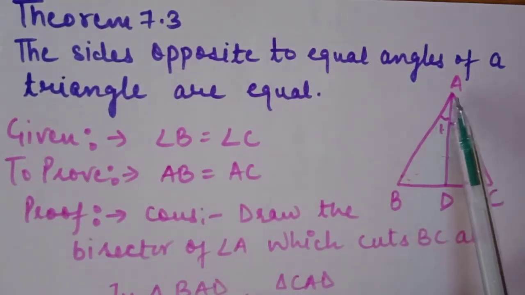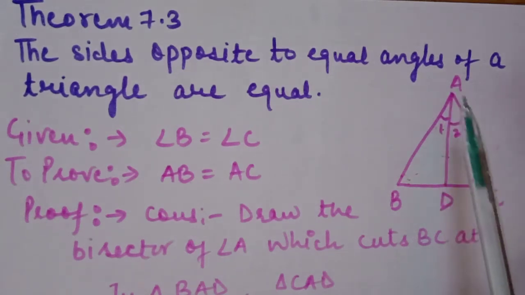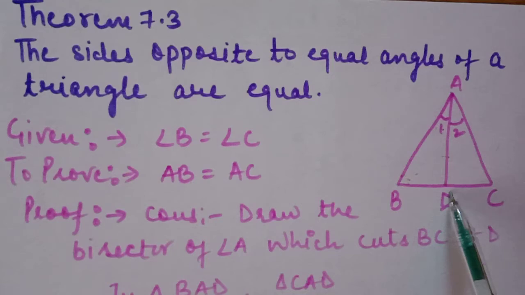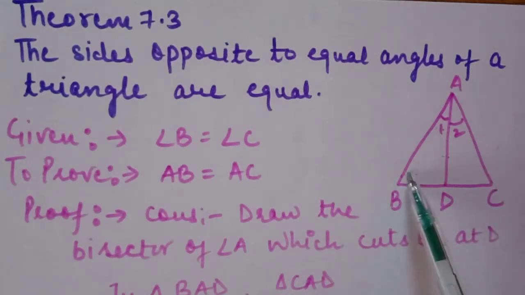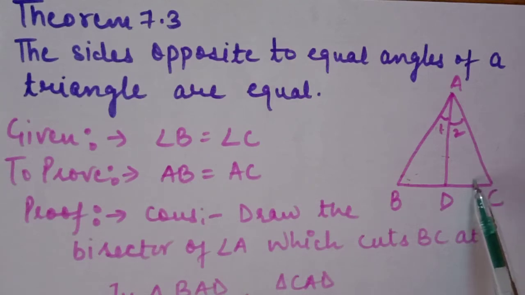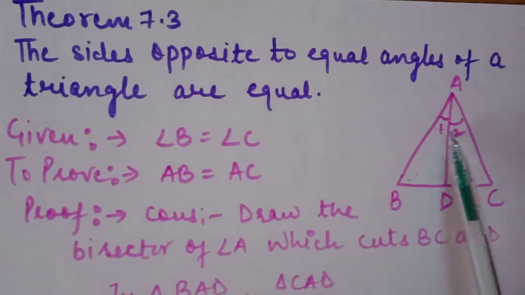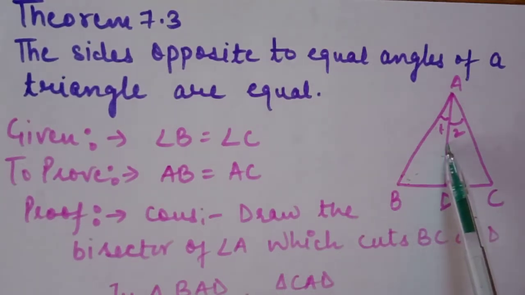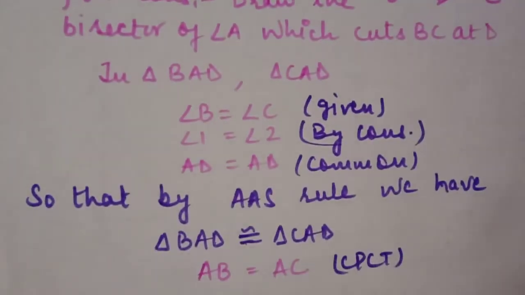We have to do a construction. Similar to theorem 7.2, we will draw an angle A bisector which cuts BC at point D. Now in these two triangles, we have to prove congruency. So we need three elements. First element is angle B is equal to angle C. Second one is angle 1 and angle 2 are equal to each other because it is by construction. AD is common. So students, this is your congruence rule.